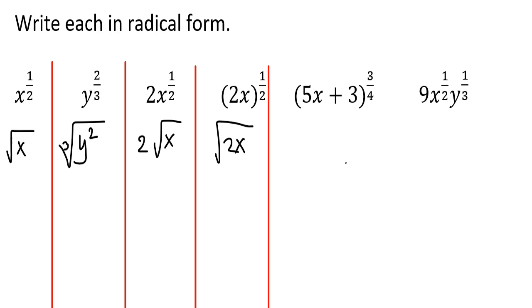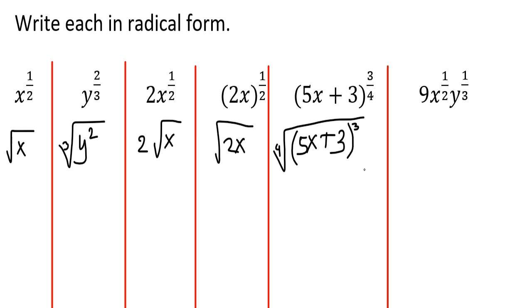Next, the quantity of 5x plus 3 raised to 3/4. So, dahil may close and open parentheses, magkakasama lahat yan. So, pare-pareho silang may exponent na 3/4. So, this 5x plus 3. Then, lagyan din natin ng close and open parentheses. Then, yung numerator is 3. Then, may denominator is 4, so 4 yung index. The quantity of 5x plus 3 raised to 3/4 is equal to the 4th root of the quantity of 5x plus 3 raised to 3.